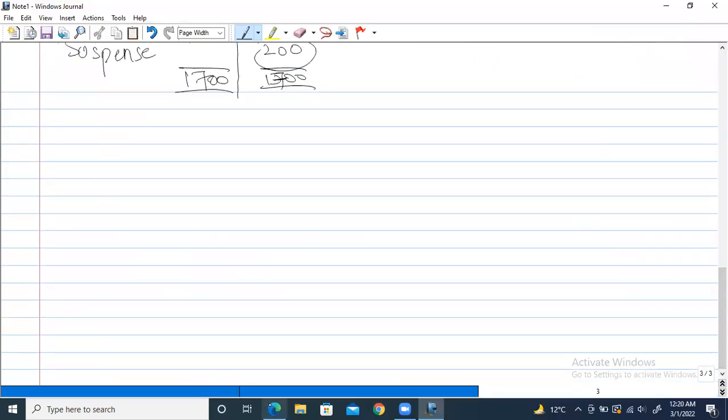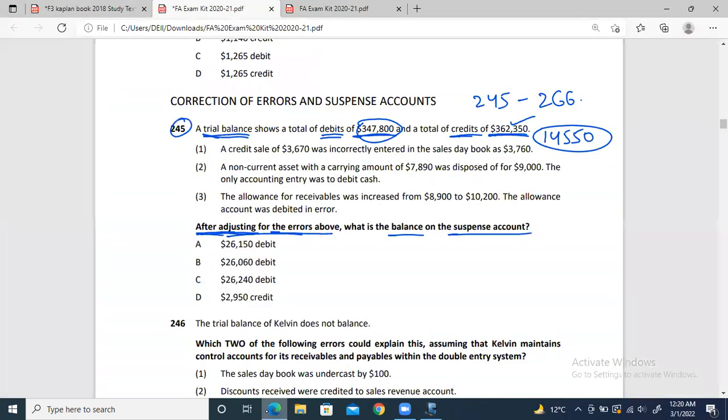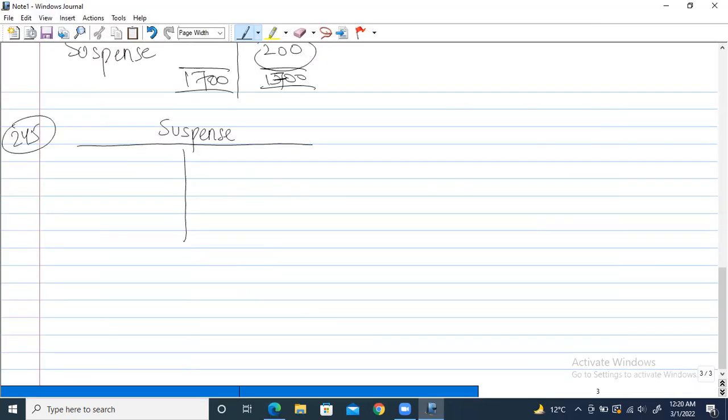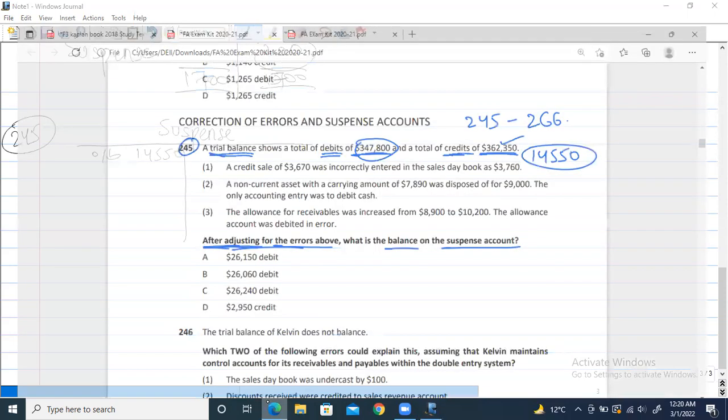Now let's start this question, 245. Over here, I'm making a suspense account, and 14,550 will be written on the debit side. This is basically the opening balance. Now let's see what the errors are.